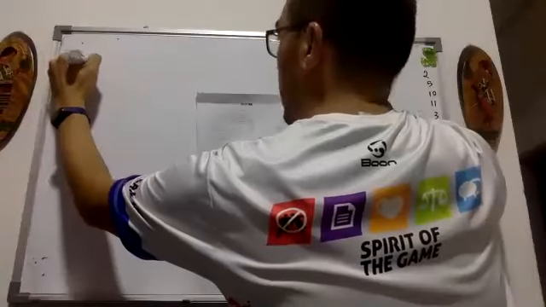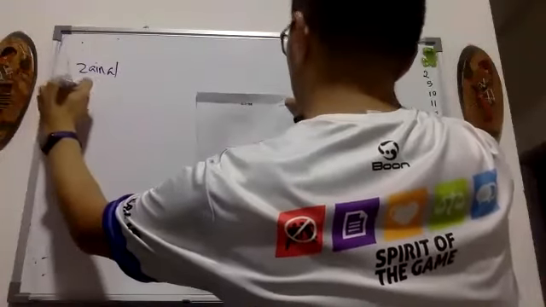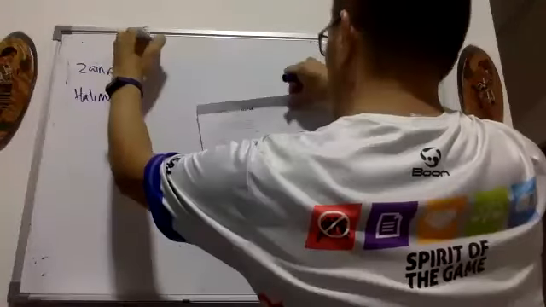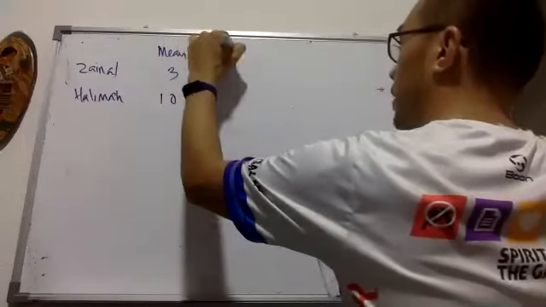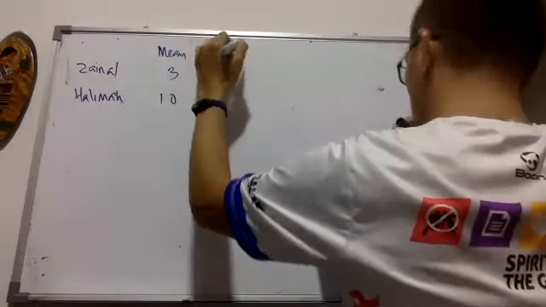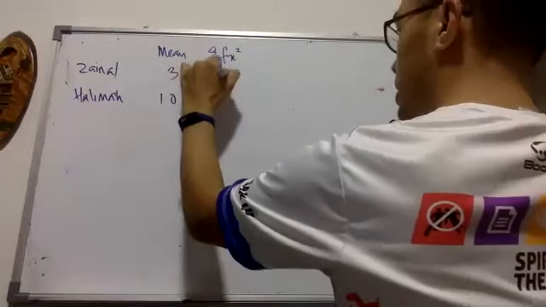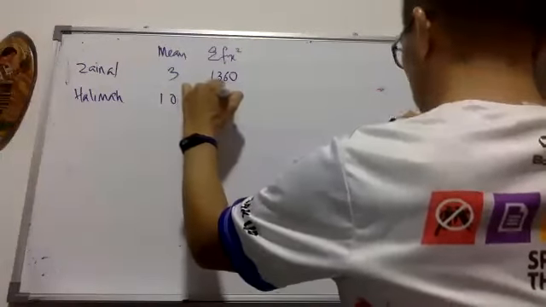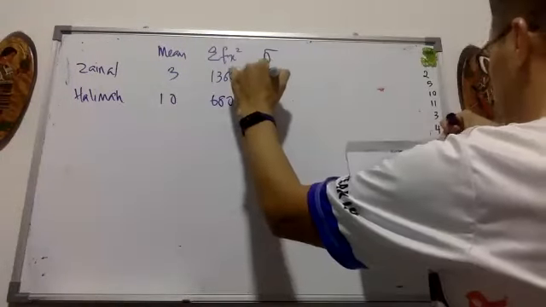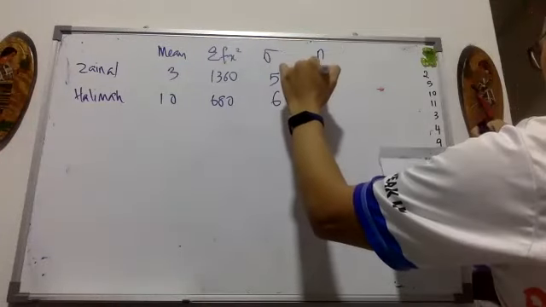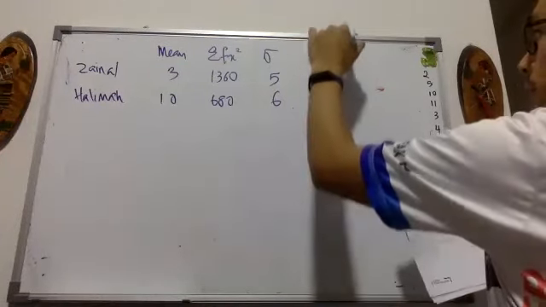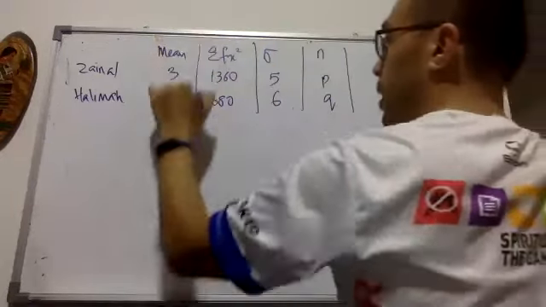So Zainal, Halimah. The mean is 3 and 10. The sum of frequency times x squared is 1360 and 680. The standard deviation is 5 and 6, and the number of months is P and Q.